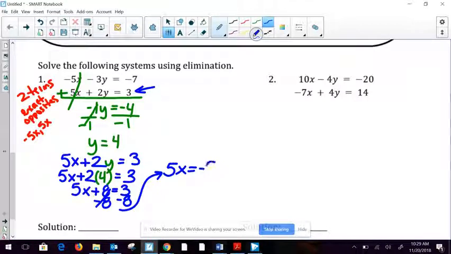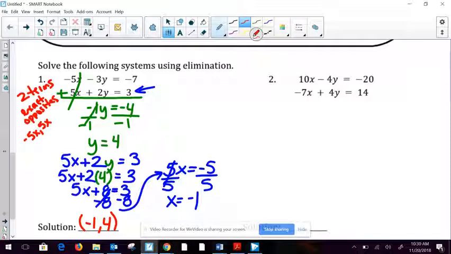Great job. It's a -5. Final step, you got this. Divide them both by 5, and we find out that x is equal to -1. So if I were to graph the system of equations, they would intersect at the point (-1, 4).